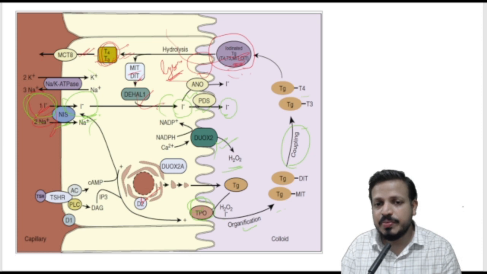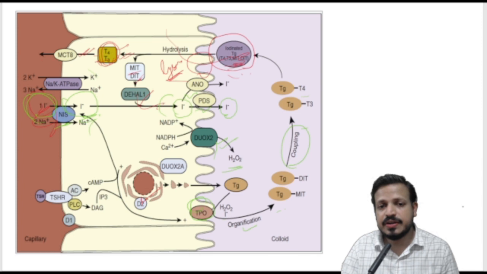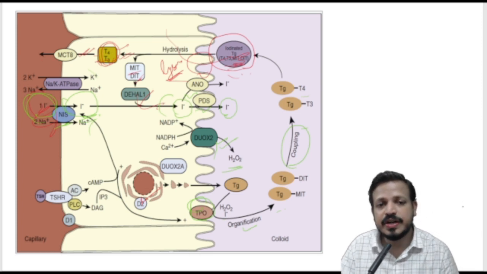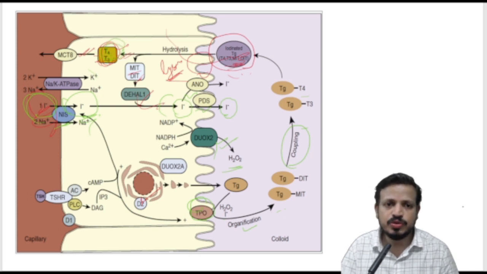So when there is a requirement, this thyroglobulin combined T3 and T4 enters the cells by pinocytosis, and then hydrolysis occurs inside the lysosome, and T3 and T4 are then released into the circulation by the transport protein MCT8. So this is all about thyroid hormone biosynthesis.